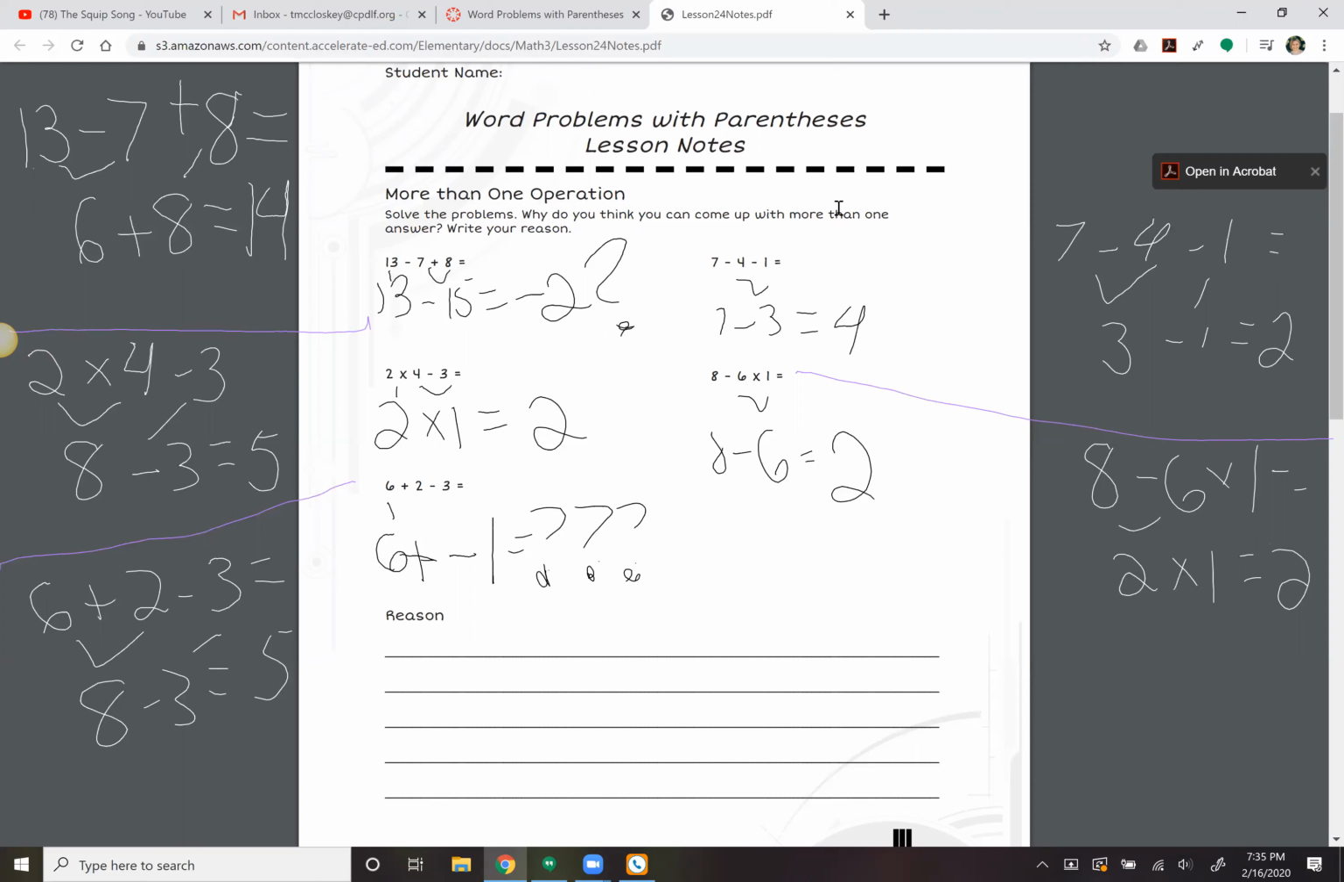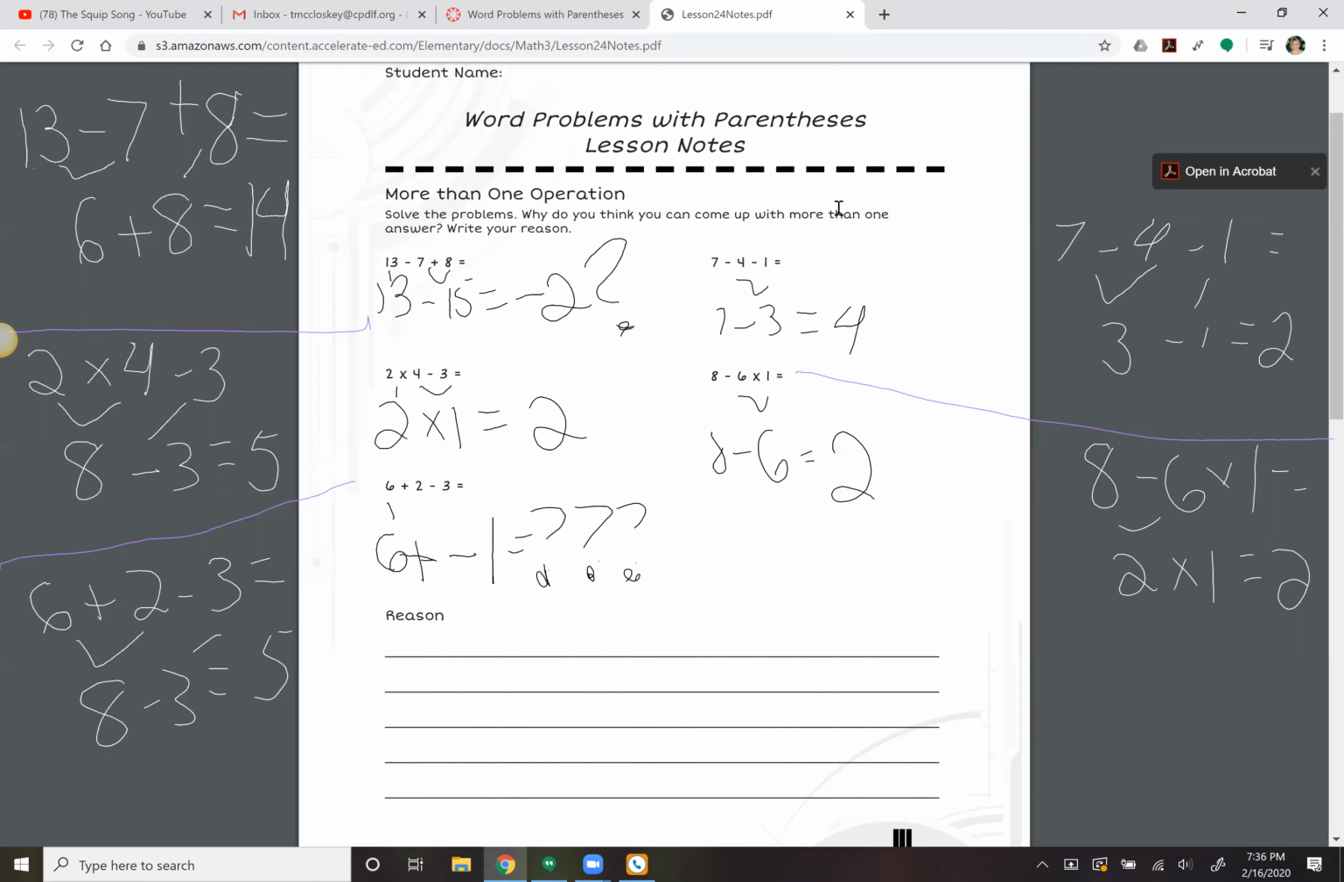Then we have 6 plus 2 minus 3. On the left here, I added 6 plus 2 to get 8. Then I had 8 minus 3 equals 5. Then I had over here, I tried 2 minus 3, and that gave me a negative number. So then I had 6 plus minus 1. I don't even know how to solve that.